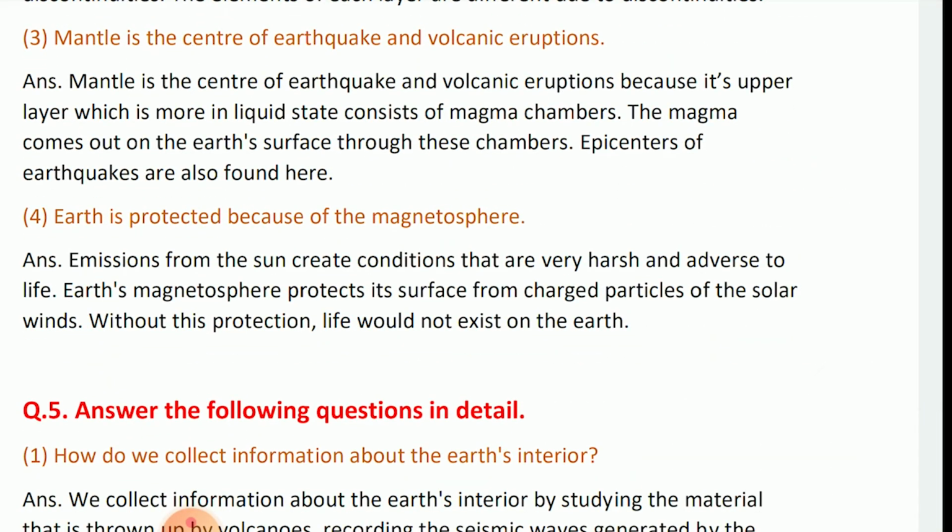Mantle is the center of the Earth's earthquakes and volcanic eruptions because it's the upper layer, which is mostly in a liquid state and consists of magma chambers. The magma comes out onto the Earth's surface through these chambers.